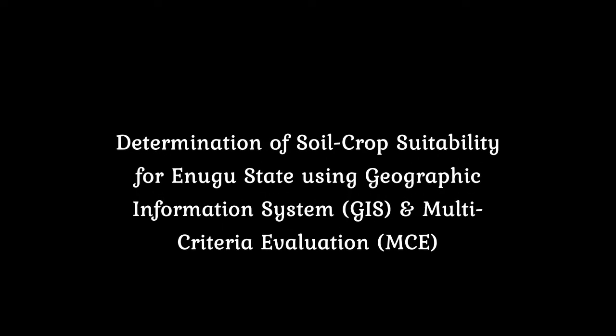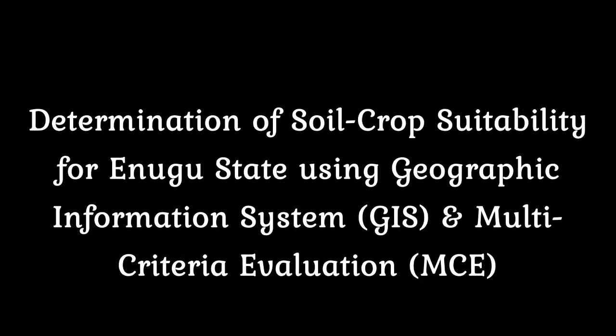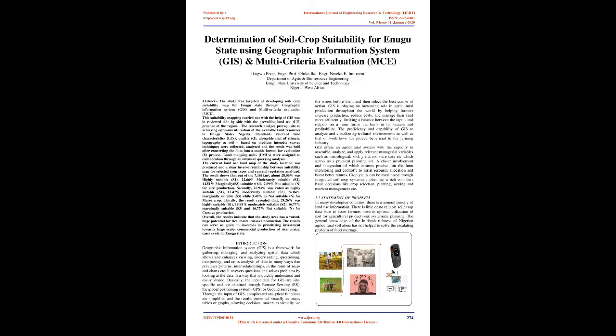Determination of soil crop suitability for Enugu State using Geographic Information System (GIS) and Multi-Criteria Evaluation (MCE). Abstract: the study was targeted at developing a soil crop suitability map for Enugu State through Geographic Information System (GIS) and Multi-Criteria Evaluation (MCE). This suitability mapping carried out with the help of GIS was reviewed side by side with the prevailing land use (LU) practice of the region.